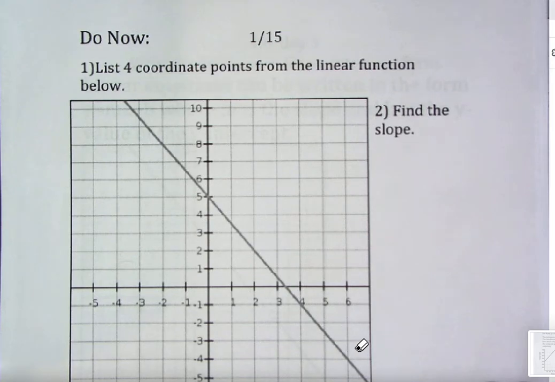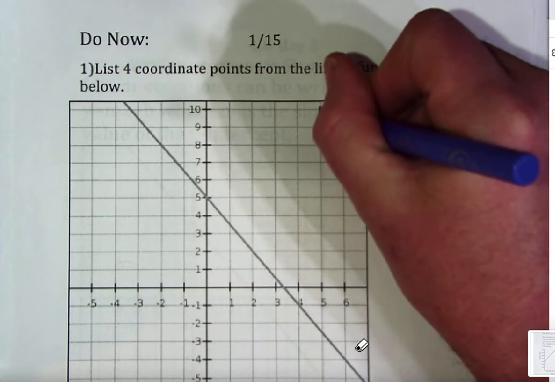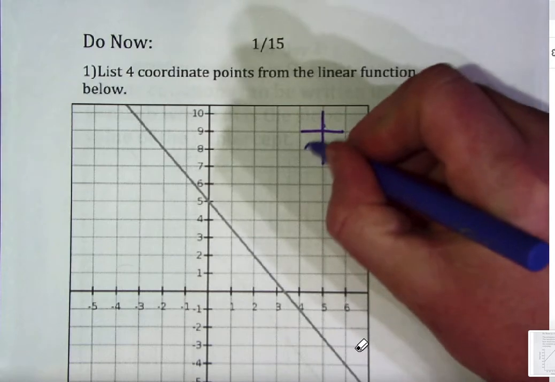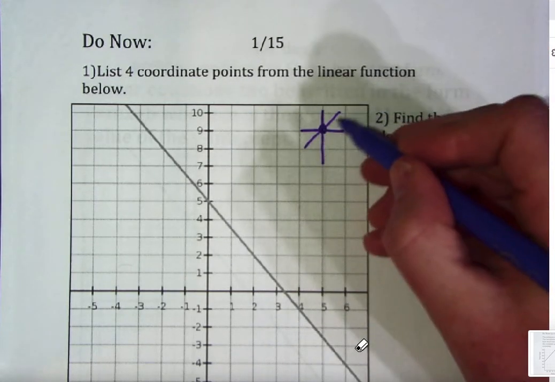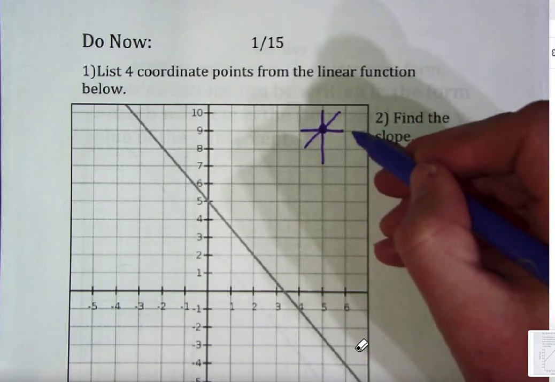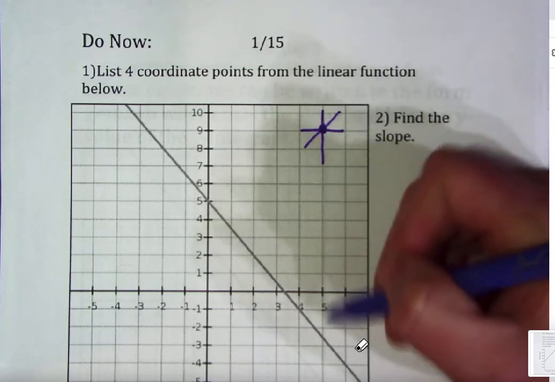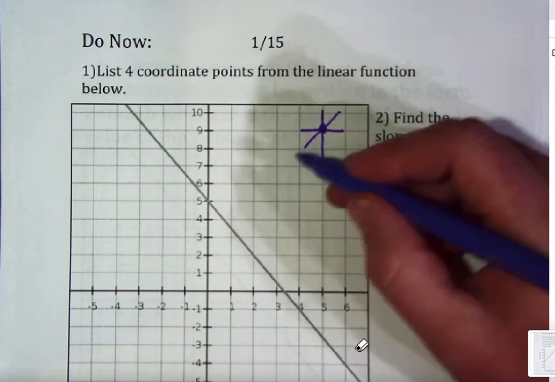I said list 4 coordinate points from the linear function below. To find them, we need good points. And that's where the y-axis, x-axis, and a line meets, the line we're studying. So it's got to be like an intersection of the line, the y-axis, and the x-axis where it all crosses. Anyways, you get what I'm saying. Where the lines triple cross.